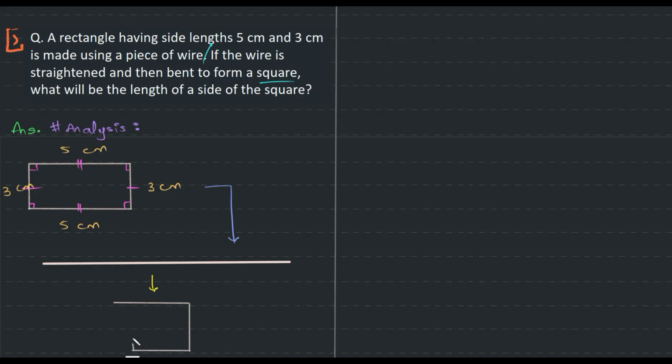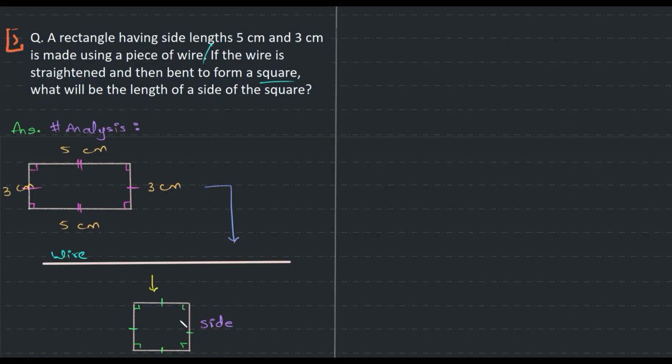So how does a square look like? Yes, in a square, all the sides are equal, and the corner angles are 90 degrees. So this we can write as side. Okay, so this is a wire, a straight wire.